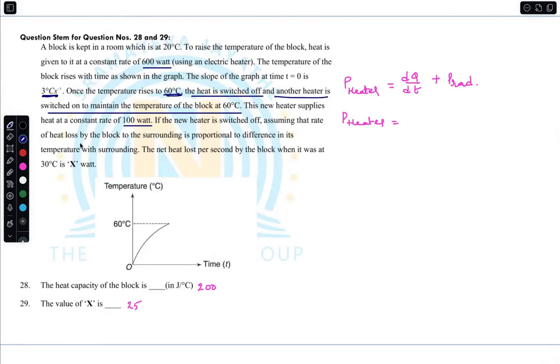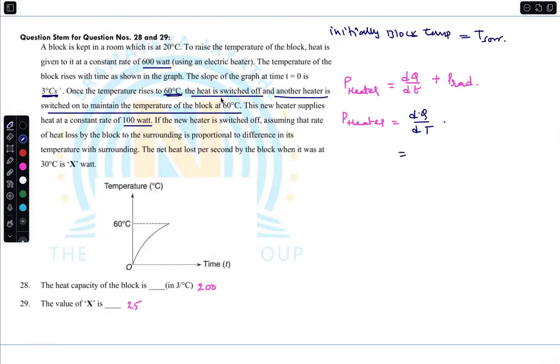At 60 degrees centigrade, initially, what is happening? They have given some 3 degrees centigrade per second. I need to understand what is happening initially. Initially, block temperature is equal to surroundings temperature. So therefore, radiation loss is 0. So whatever the heat is given, that is used for the rising temperature of the material.